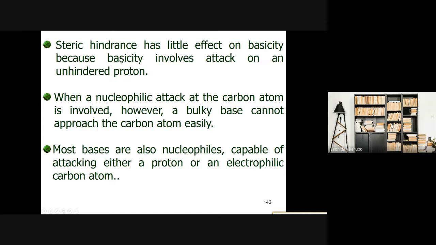Steric hindrance has little effect on basicity because basicity involves attack on the unhindered proton. When a nucleophilic attack at the carbon atom is involved, however, a bulky base cannot approach the carbon atom easily because remember the electrophilic carbon is also bonded to 4 other atoms. So it cannot easily access the electrophilic carbon when it has a bulky group.